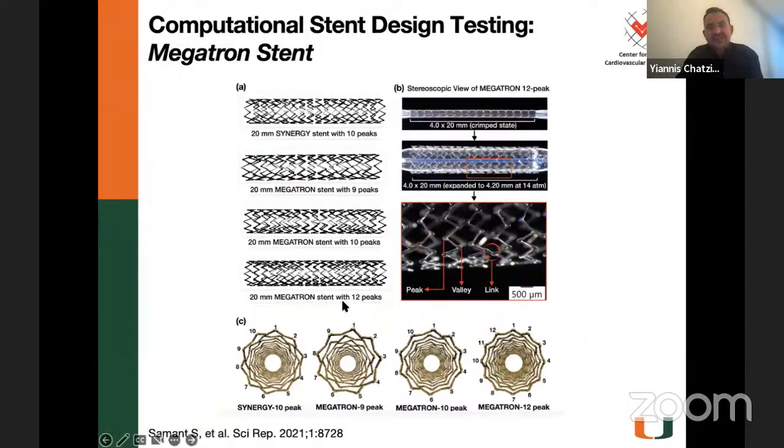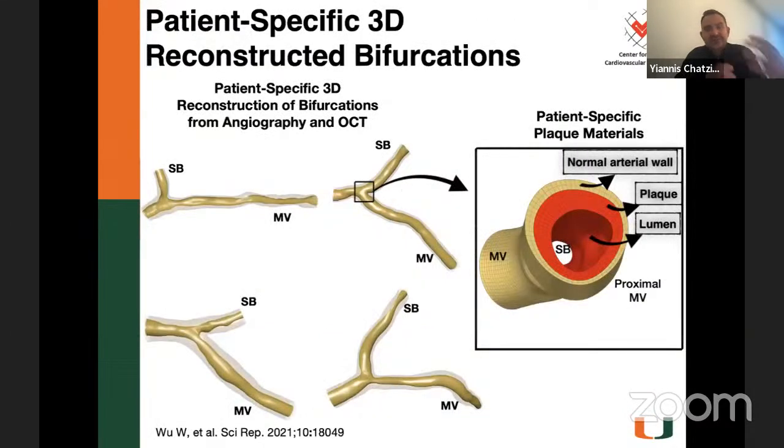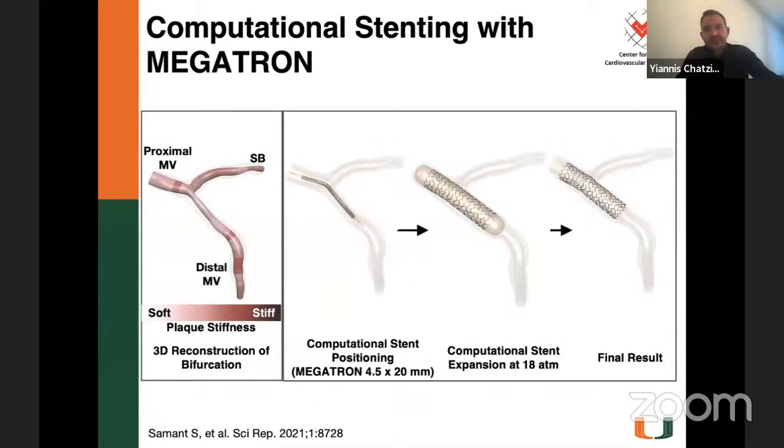This is the inception of Megatron. And you see here different prototypes, 9 peaks, 10, 12, and that's the synergy. And we had the opportunity to test those different prototypes before they come out to the market on different patient-specific digital twins, left main anatomies, lumen, wall, and materials. We entered all these stent prototypes, different designs of the devices, into the simulation platforms.